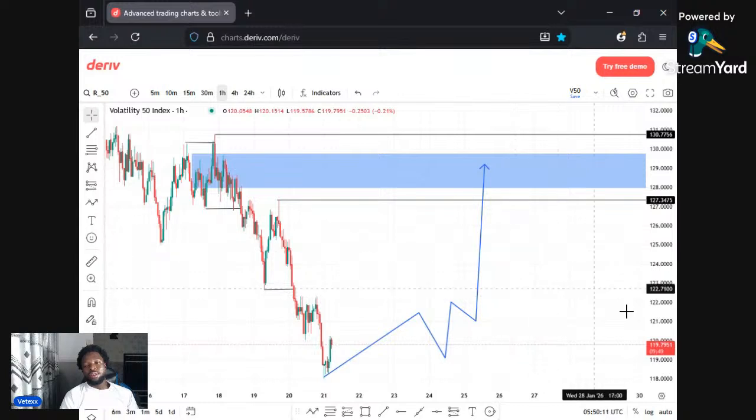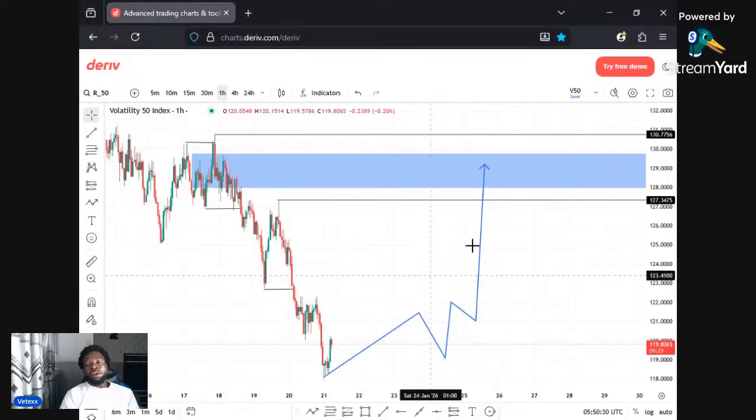That is when we can start executing on those trades, because we don't want to be holding trades for days or for weeks. As a day trader, we take a trade today and then maybe within 24 hours we can close the trade. That is why we always go down to the 15 minutes time frame. So on the V50, this is what we're anticipating on V50.